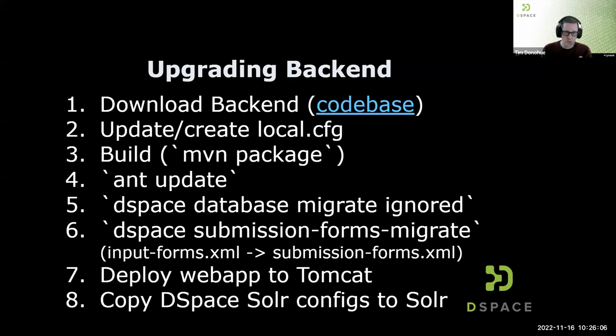These are those basic steps. These will look familiar to you if you've ever done an upgrade before with DSpace 5 or 6. It's basically going through and downloading that latest code, updating your configs, doing that build and update, running that database migrate script. The one thing that is different here, and Corrado will mention this again later on as we're going through, is that there is a migration for the submission form XML. There used to be an old input forms XML file, which has now been redefined in a new submission forms XML file in DSpace 7. Corrado will go through that in a lot more detail, but it's worth being aware that the submission configuration changes here. And then you do the usual deployment to Tomcat.